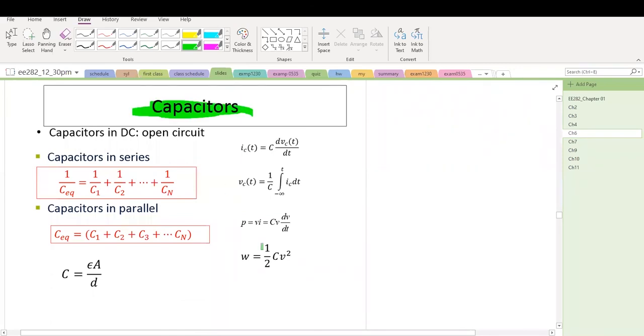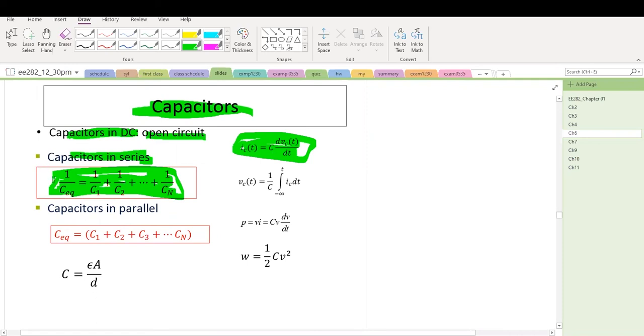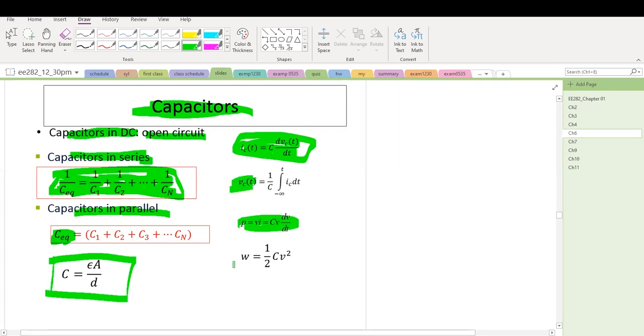Let's do the summary here. A capacitor in DC is an open circuit, as we talked about. And this is the important current-voltage relationship. If the capacitors are in series, this is the equivalent capacitor. If the capacitors are in parallel, that's the equivalent capacitor. And the value of the capacitance is related to the material and how the capacitor is built. This is the voltage, this is the power, and this is the energy.